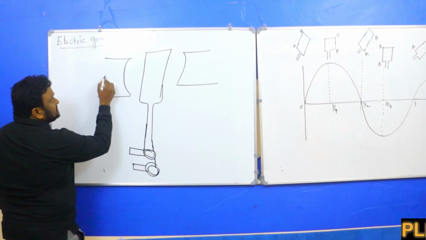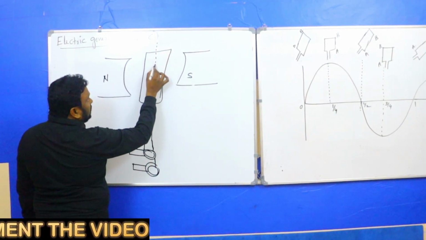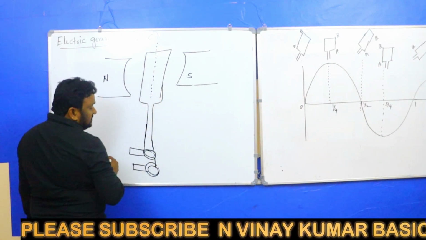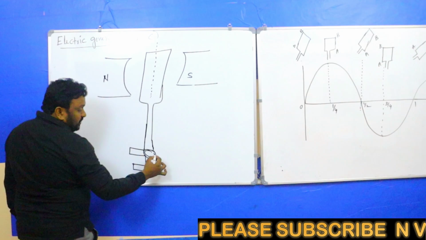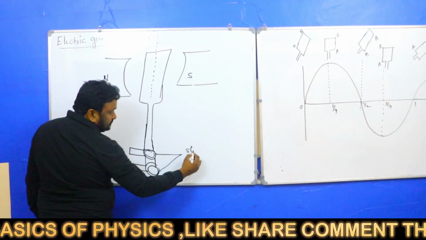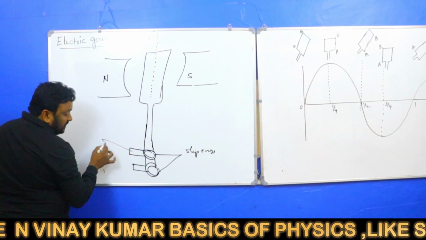So this is the north pole and this is the south pole, and this is the shaft, it is the axis of rotation, and here we are giving like this. These two are the slip rings, and these two are the brushes.